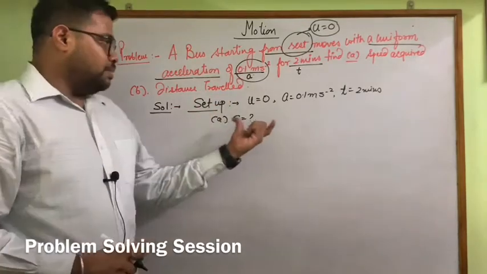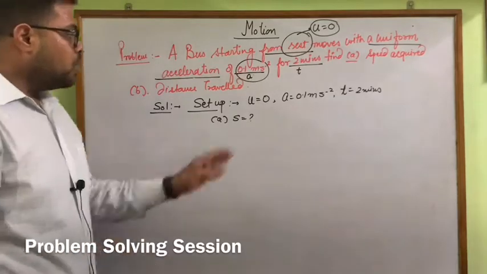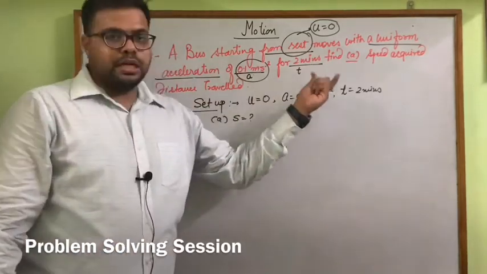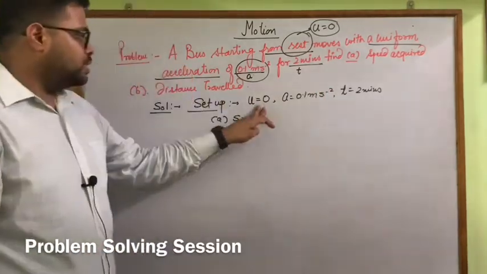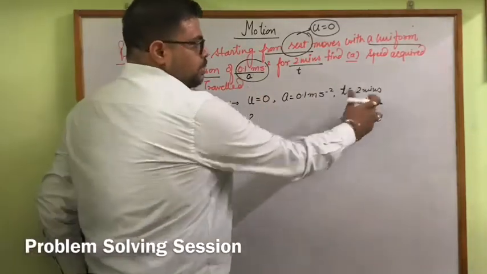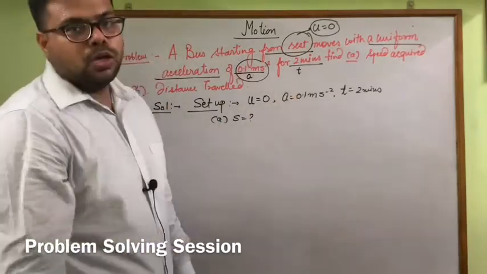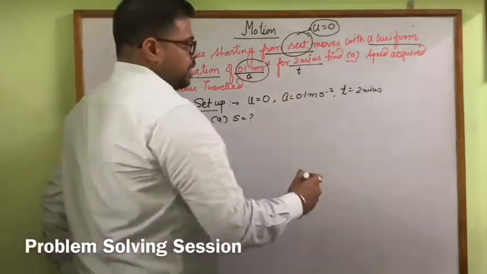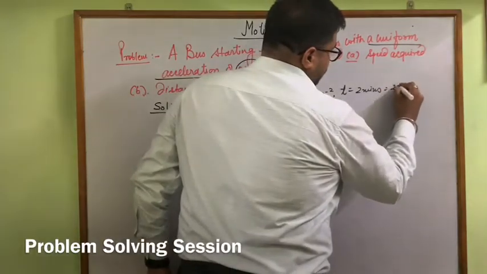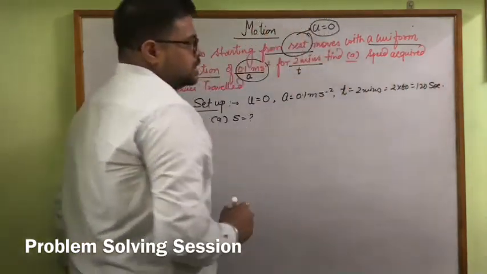So in the setup, when all the information with the variables is here, please check that all variables should be in SI units. See, u is 0, no problem, it is in SI form, meter per second, but here it's not. Minutes is not an SI unit for time, so we first convert it. We can write 2 into 60, which equals 120 seconds. So this is a must condition.